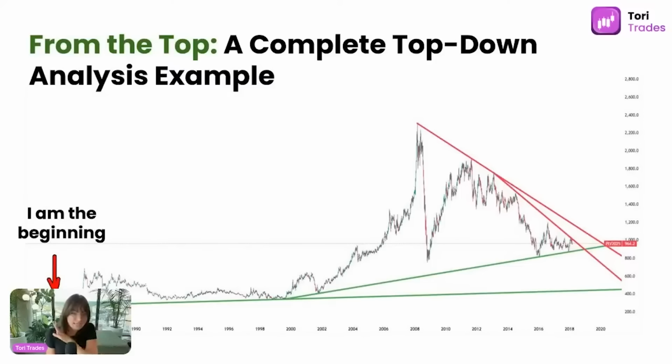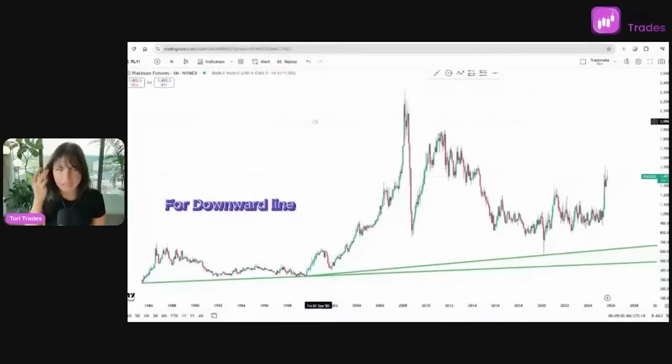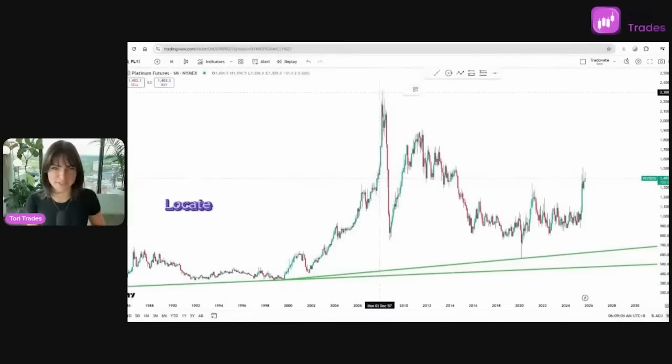This right here is an example of a top-down analysis done on a monthly time frame. This is step one of top-down analysis. Monthly time frame, big picture, drawing our trend lines, making sure they all connect. Now we're going to see this done in real time. So watch this video with us.